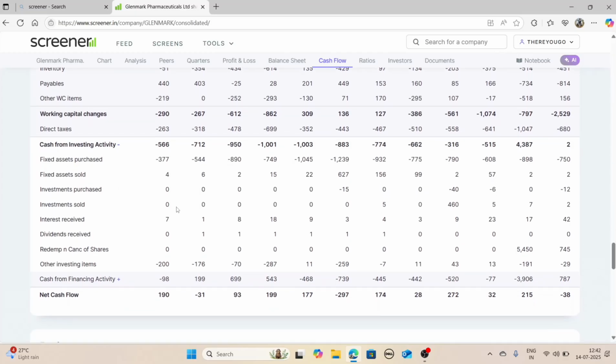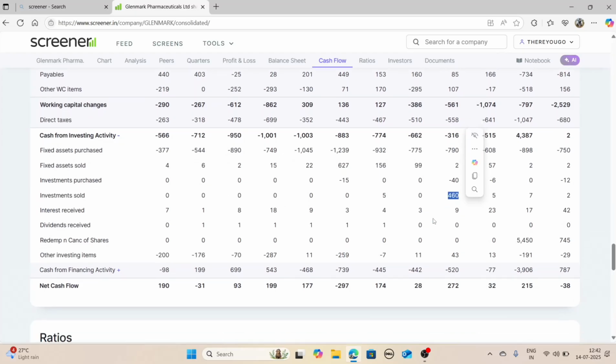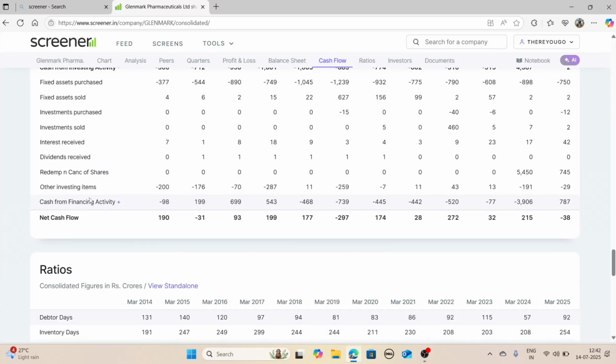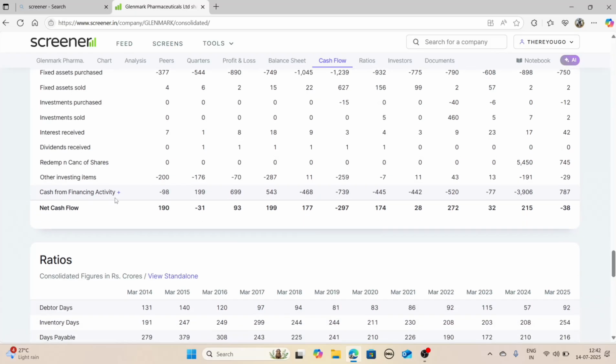Investment sold, yes, they have purchased and sold some investments. Maybe they sold some kind of subsidiary recently. Interest received, they may be having some kind of fixed deposit or dividend receipt. Okay, mention other investing activities items.